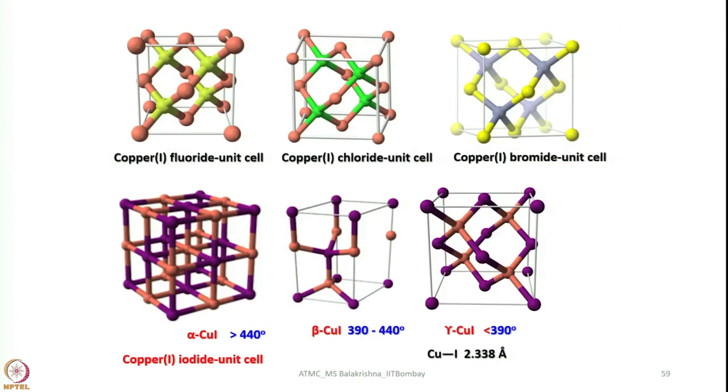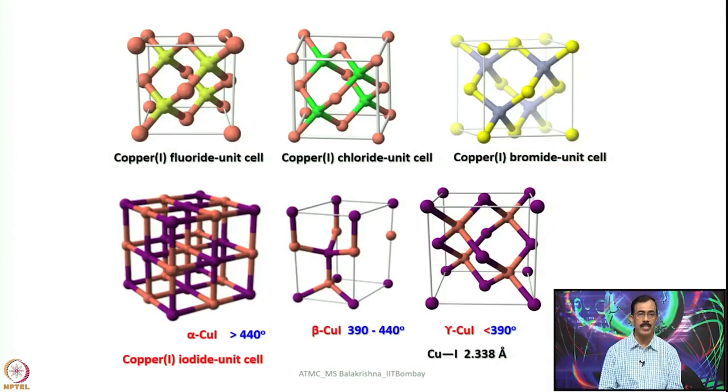With copper, with different halides, we come across different types of arrangement in the unit cell. You can see here copper 1 fluoride, CuF, we have this kind of arrangement. When we have chloride, this is slightly different, more or less similar, where in case of copper 1, we have this kind of arrangement. And for example, alpha copper has this one, beta copper has this one in case of hydrides, and gamma copper has this kind. And of course, one can also see at what temperature one can convert alpha into beta or beta back into alpha. And the average copper to iodide bond distance is about 2.338 angstrom units.